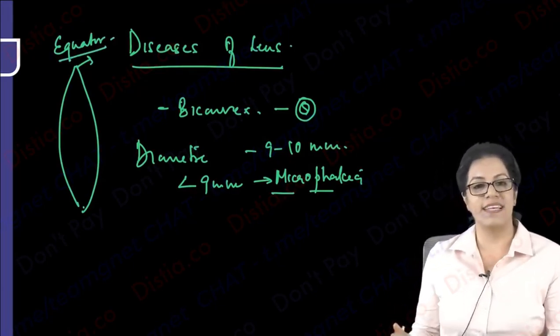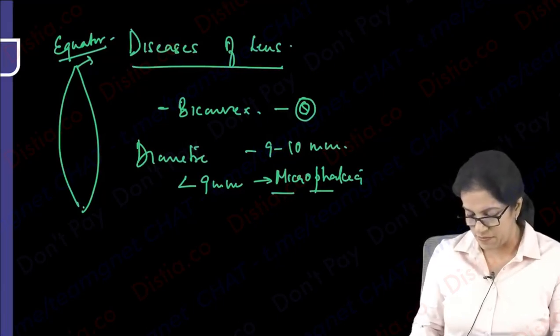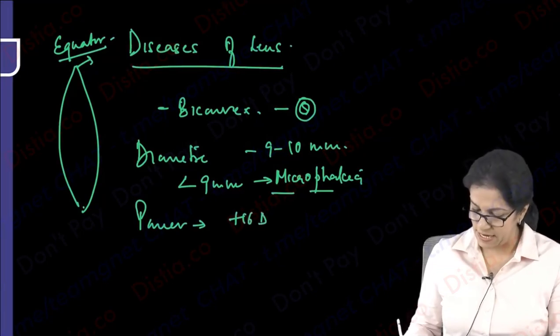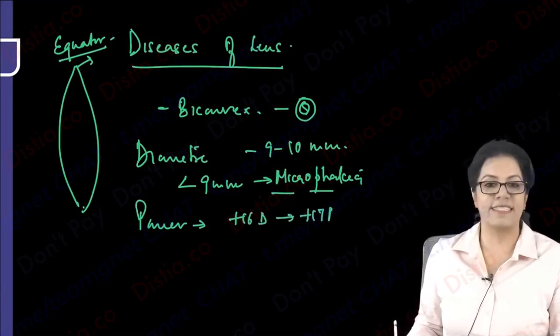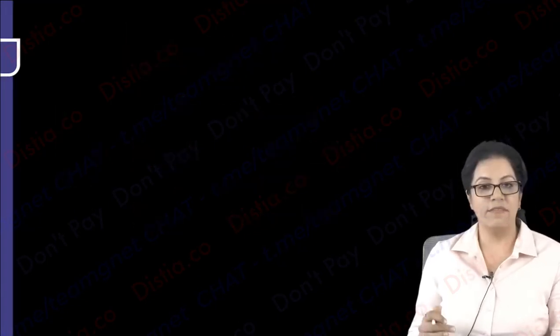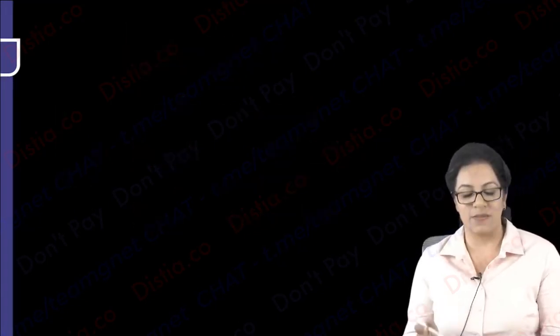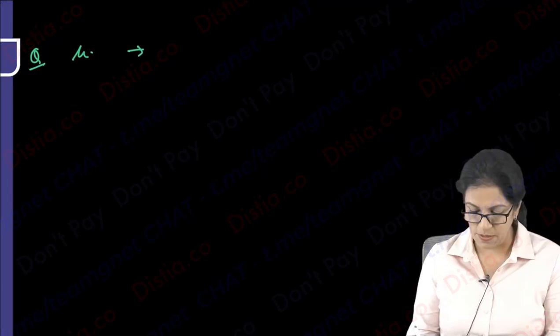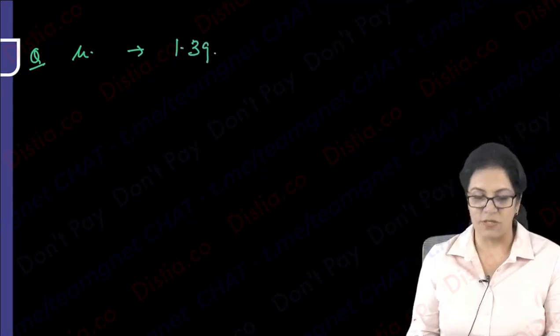And what is the power of the lens? We all have learnt in the introduction also. Power of lens is how much? It is 16 to 17 diopters. Power of lens 16 to 17 diopters. Then next, what is the refractive index of the lens? These are all important cues, okay? Index is 1.39, you should learn.